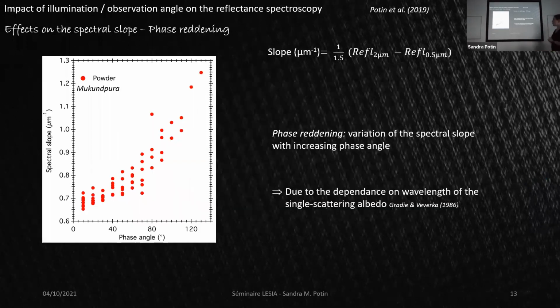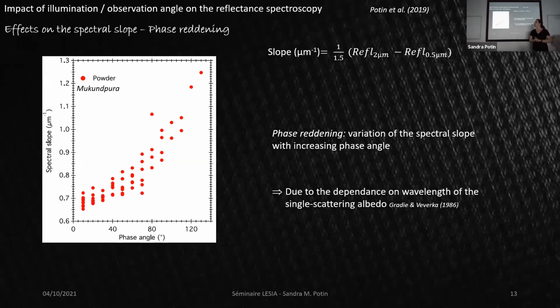If we look at the effect on the spectral slope, there is one effect that is seen on every surface, and it was first detected and studied on the Moon in the 60s or 70s, something like that. That is called the phase reddening. That means the increase of slope with increasing phase angle.